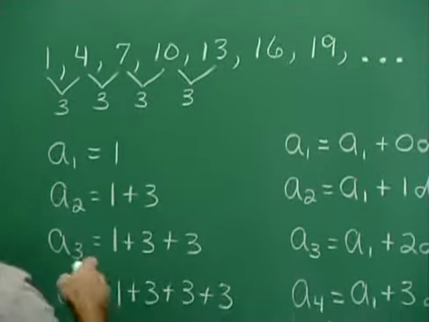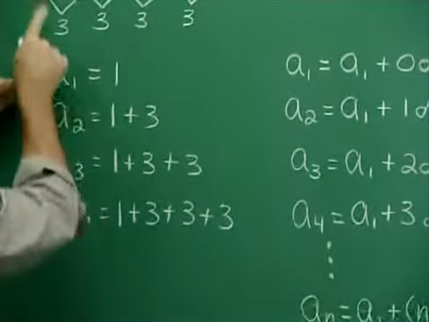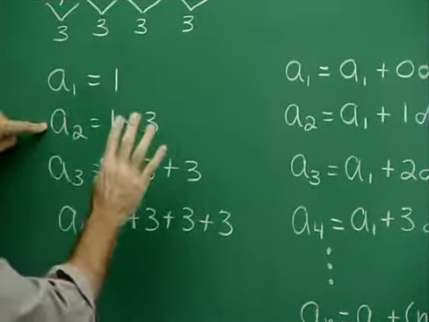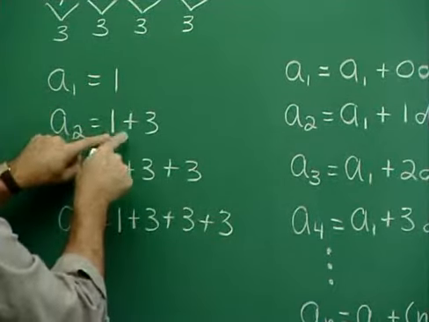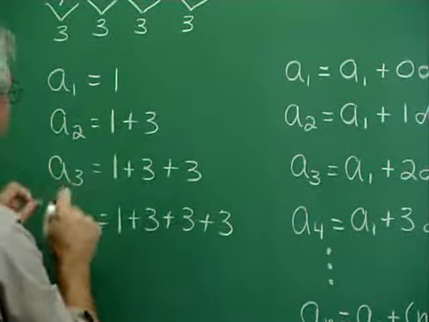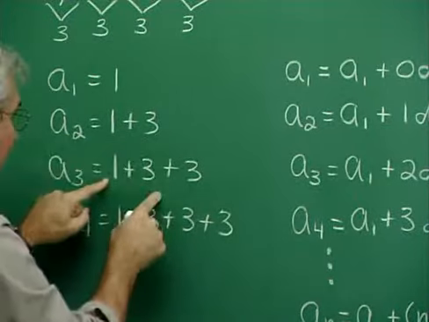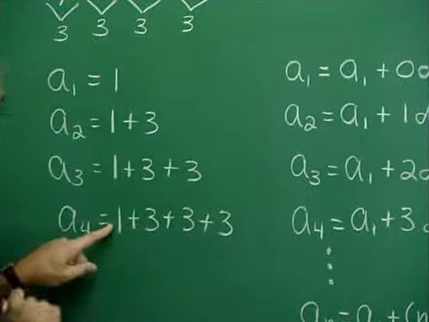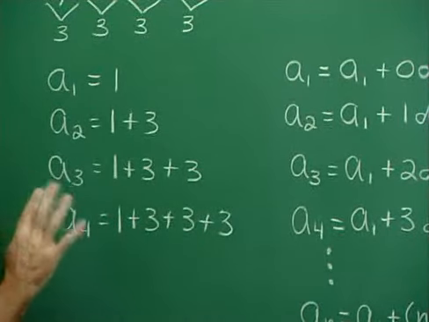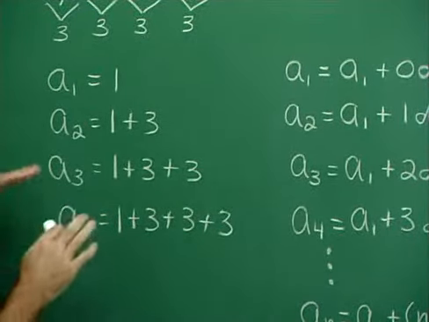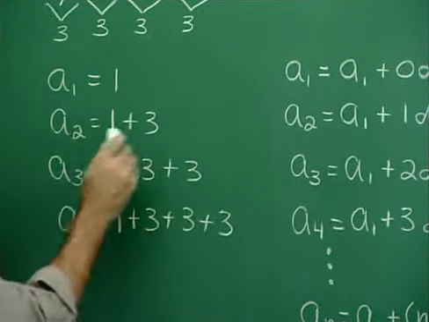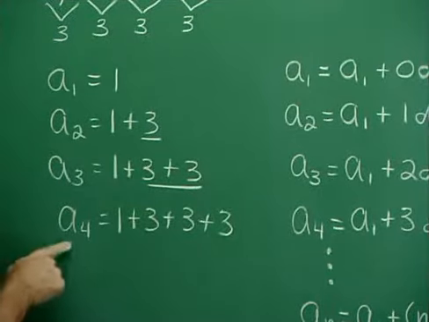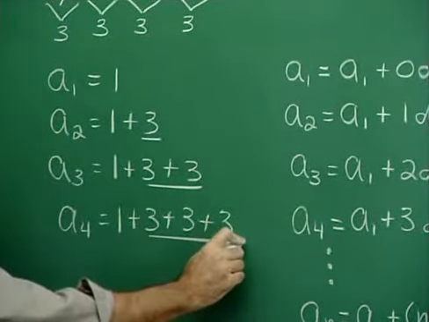Now notice this pattern. A sub 1, the first item in the sequence, is 1. To generate the second item in the sequence, one way to think about it is to take the first item and add that common difference. You see? And then for the third item, we can take the second item and add another common difference. And for the fourth item, we can take the third item and add another common difference. Now look at the number of common differences for each of these items. For the second item, we have 1 common difference. For the third item, we have 2 common differences. For the fourth item, we have 3 common differences.